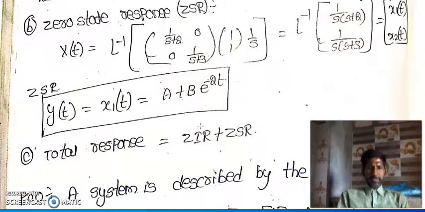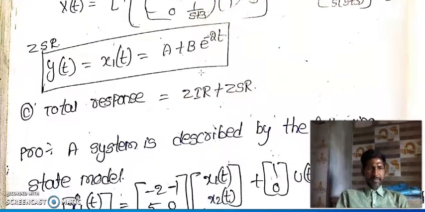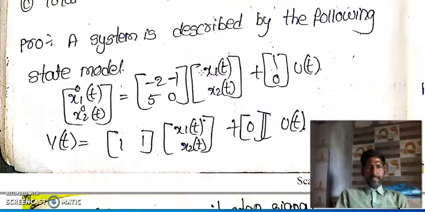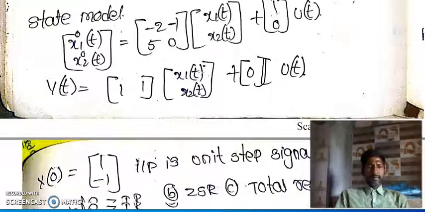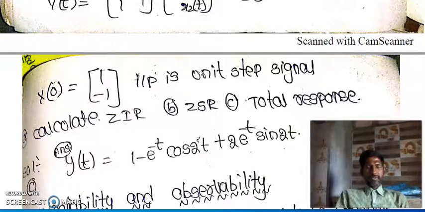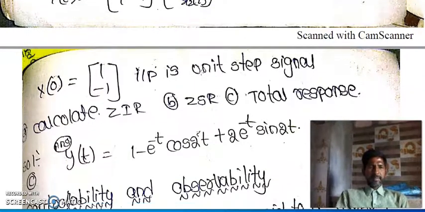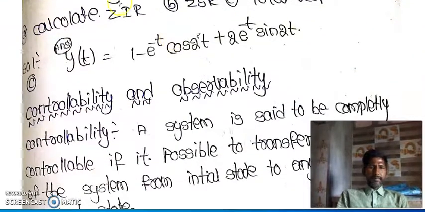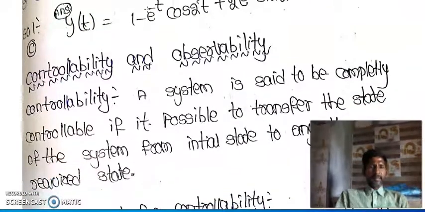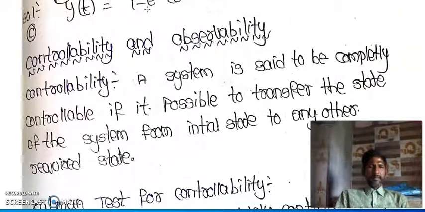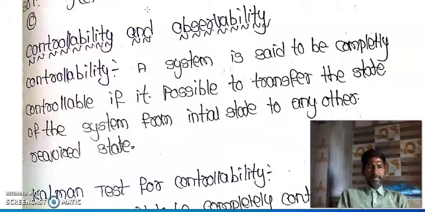Total response is the zero input response plus the zero state response. If you add these two responses, you get the total response. The system is described by the following state model equations. Find the zero input response, zero state response, and total response. Take it as homework. And in the next class, we will see the concept of controllability and observability.